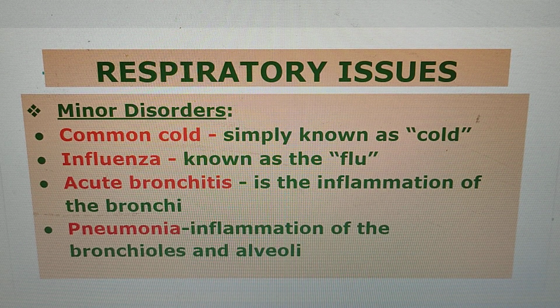So there are minor disorders such as the common cold, simply known as cold. Okay, most people have this, especially during winter season. Influenza as well, known as the flu, during winter season as well. Acute bronchitis is the inflammation of the bronchi. Okay, it's inside the lung. Pneumonia is very common. Inflammation of the bronchioles and alveoli. It's a deeper problem, pneumonia.